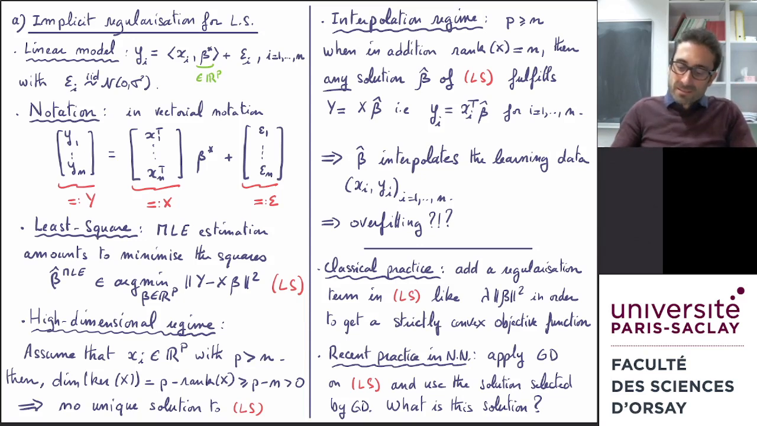But there is a recent practice in neural networks where people don't add any regularization. They just do plain gradient descent or stochastic gradient descent on the objective, and they use the solution that is selected by gradient descent. So the question is, we look at a zero-order neural network, which is just linear regression. If you look at this problem of linear regression, when you want to do least squares, what is the solution if I just do gradient descent on this?